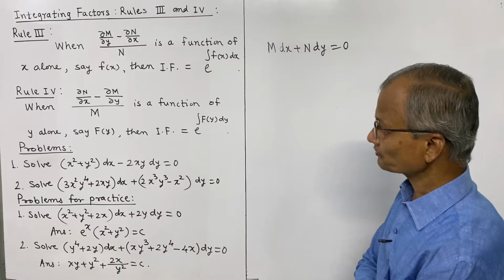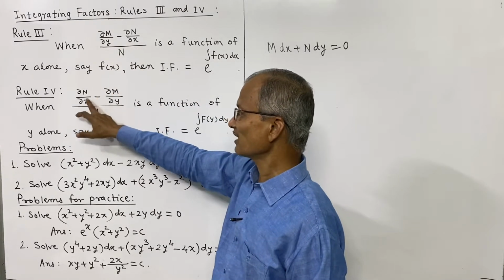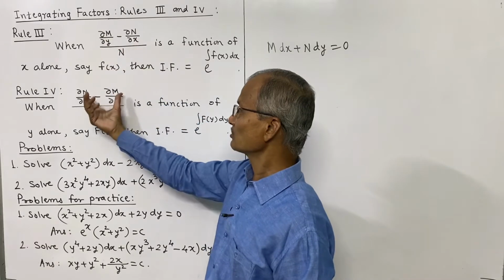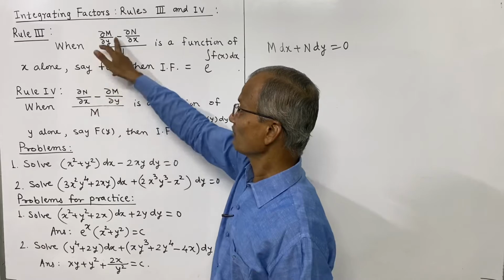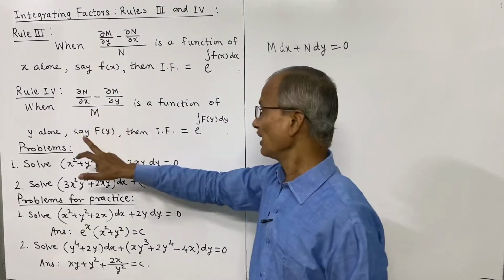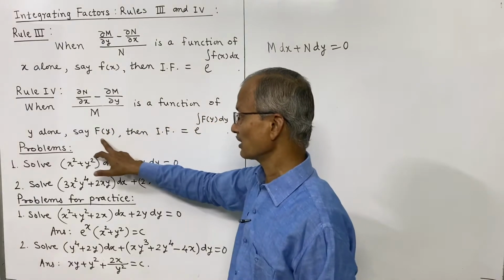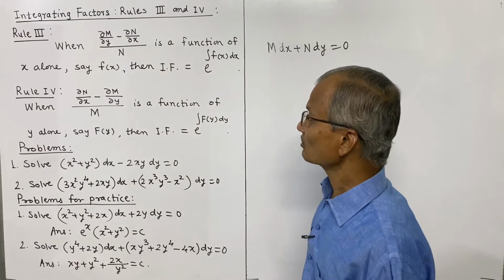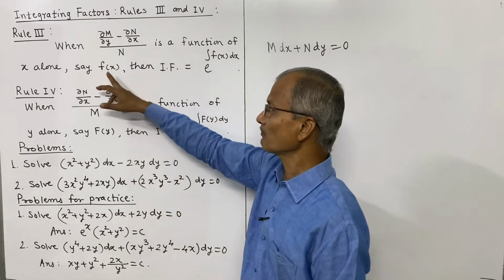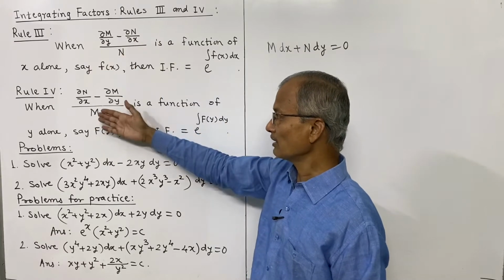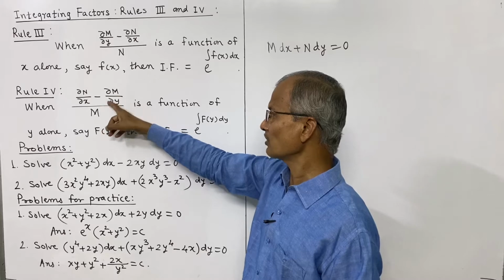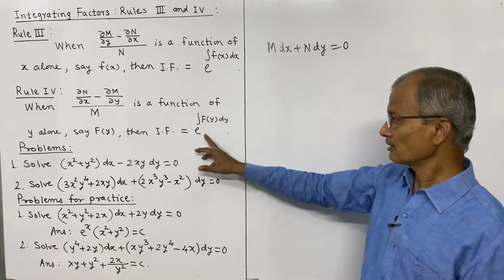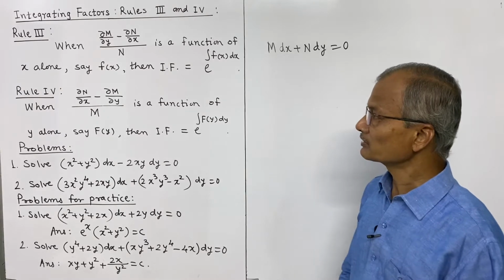Now what is the fourth rule? Instead of this difference, the difference is taken as partial derivative of N with respect to x minus partial derivative of M with respect to y. Actually these expressions differ by sign only. This is negative of this one, but that is divided by M, and if that becomes a function of y alone, say f of y, then the integrating factor is equal to e to the power integral f(y) dy. So that means we have to check whether this expression is a function of x alone, or if not, then try this expression, dou N by dou x minus dou M by dou y divided by M. And if that is a function of y alone, then the integrating factor is this one.